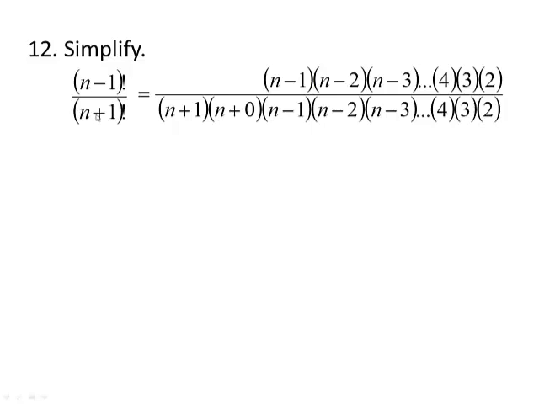Do the same thing with n plus 1. n plus 1 minus 1 is n plus 0. n plus 0 minus 1 is n minus 1.